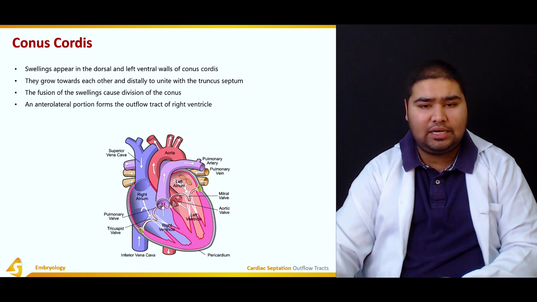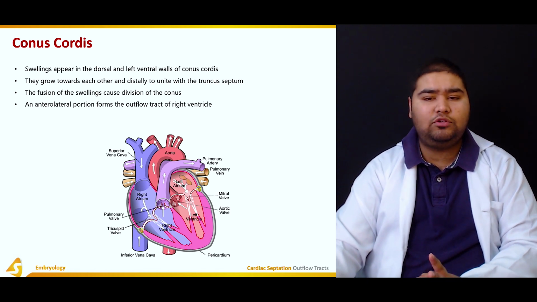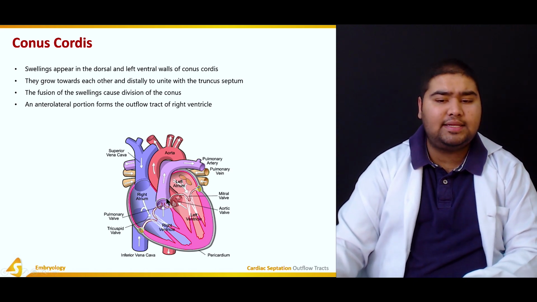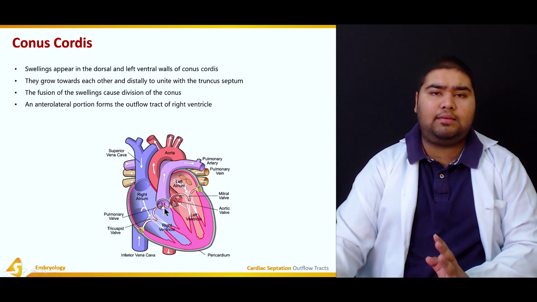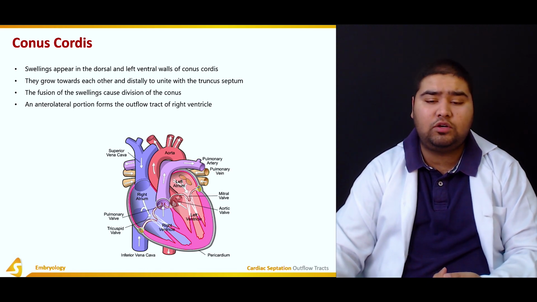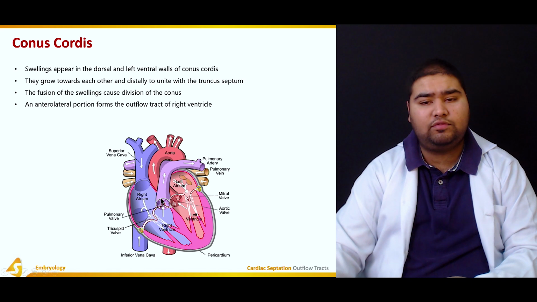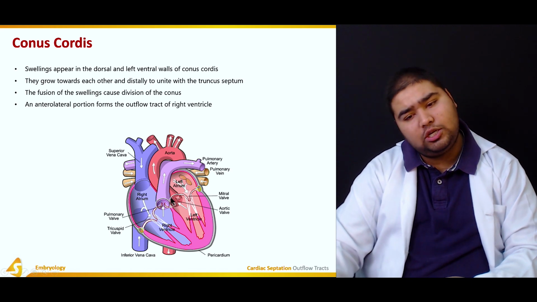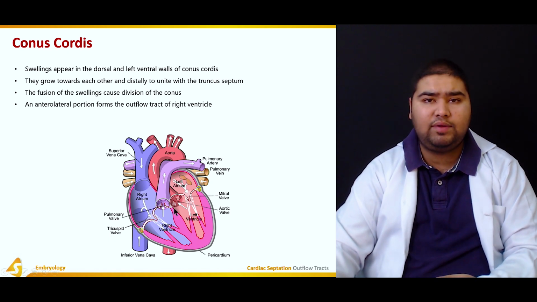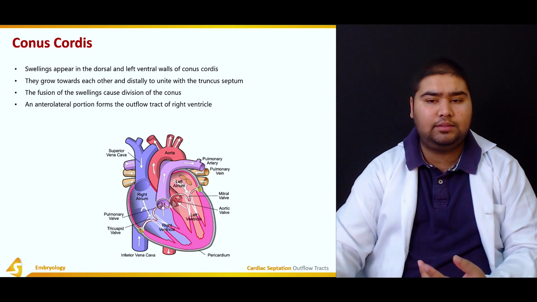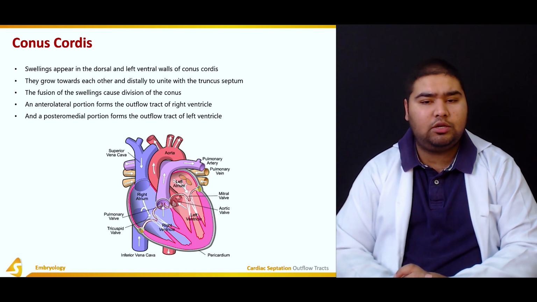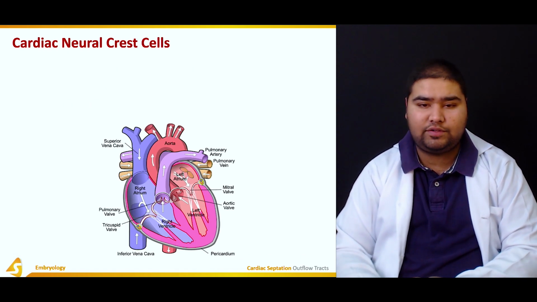So an anterolateral portion is formed that forms the outflow tract of the right ventricle. This is the outflow tract of the right ventricle. This is the anterolateral portion of the conus, formed due to division of the conus. And a posteromedial portion is also formed. This is shown in red. This is the outflow tract of the left ventricle.